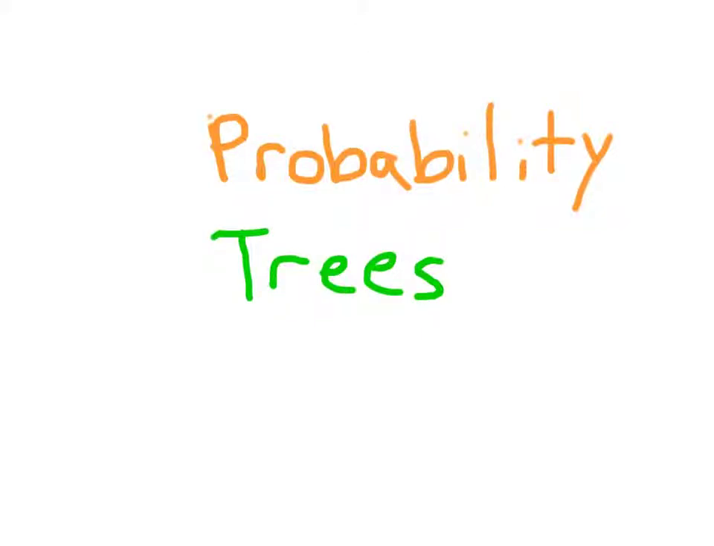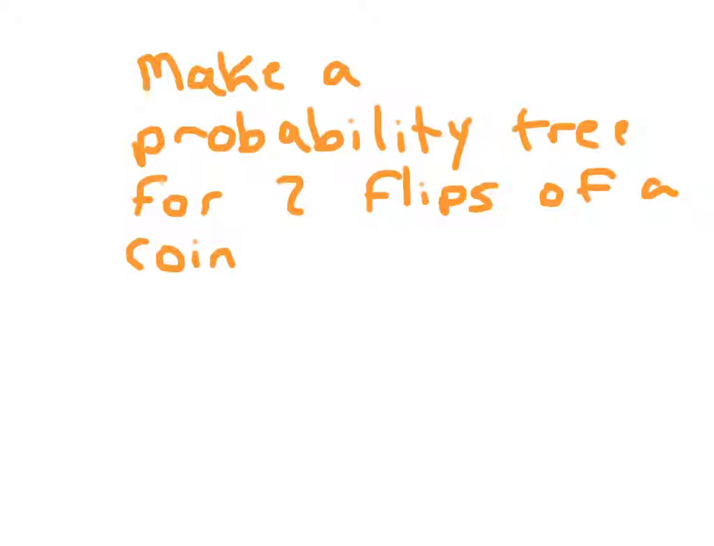Let's learn about probability trees. A probability tree is going to show you all of the possible outcomes. Here's a question you might face where it says make a probability tree for two flips of a coin. For that first flip of the coin, this is what the tree will look like.